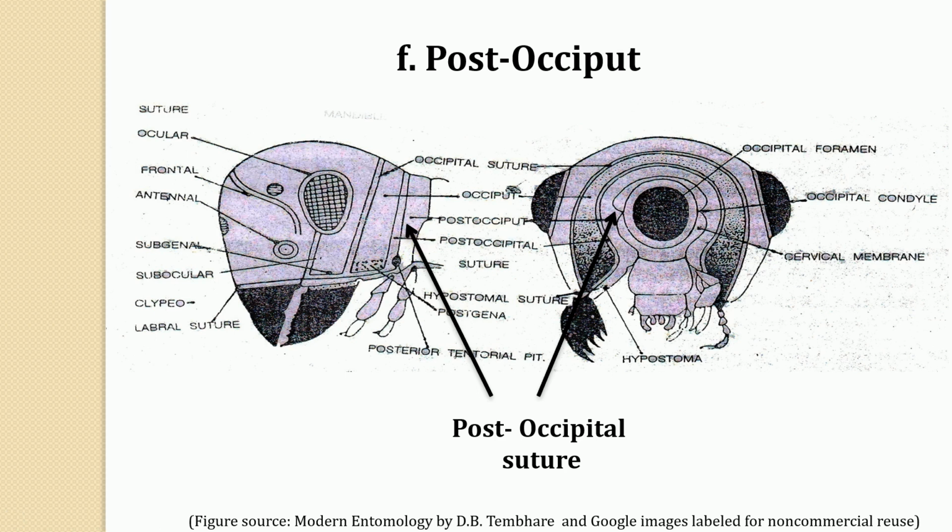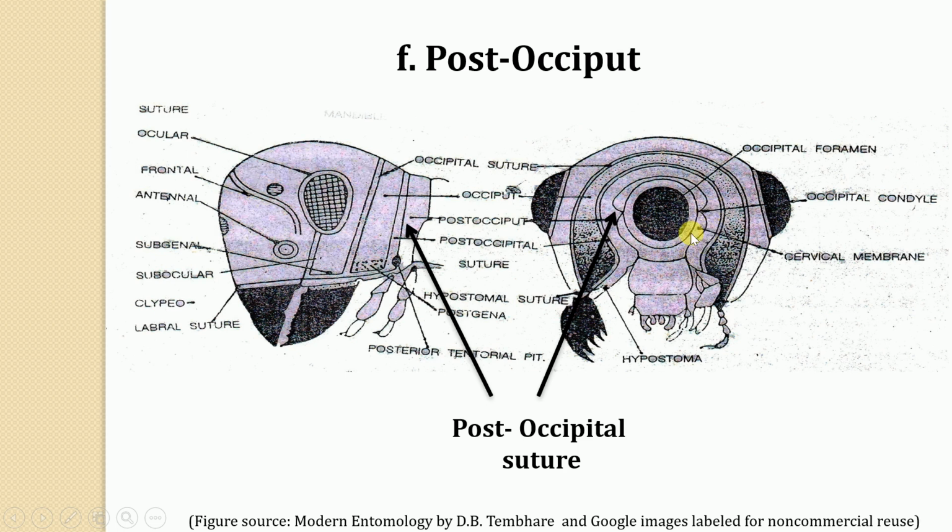Now the dorsal thoracic muscles are attached to the endoskeletal ridges of the post-occipital suture. Meaning whatever muscles are coming from the prothoracic part are attached to the ridges provided by the post-occipital sclerite. So these muscles articulate the head freely with the thoracic part, and the anterolateral inner margin of the post-occiput produces a small process, and this small process is referred to as the occipital condyle.